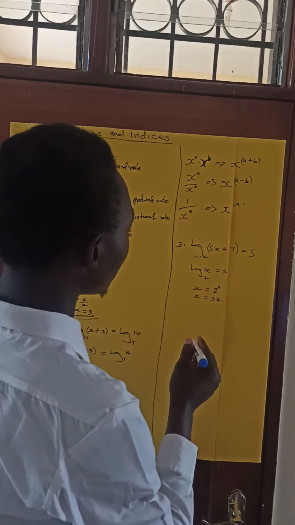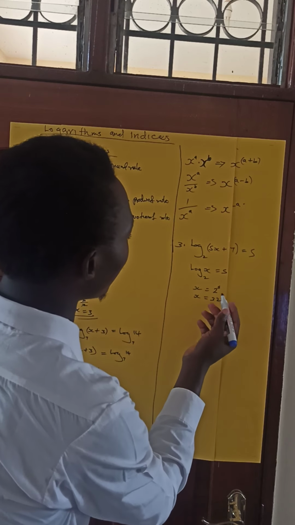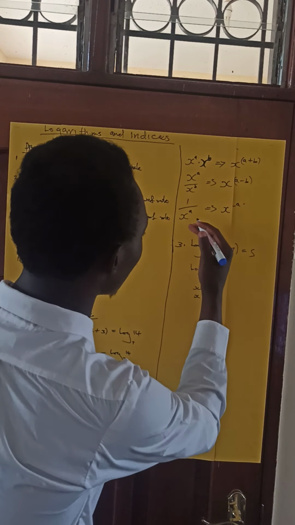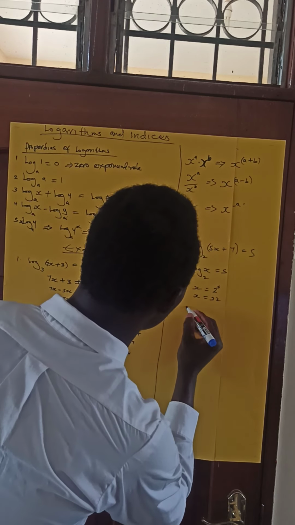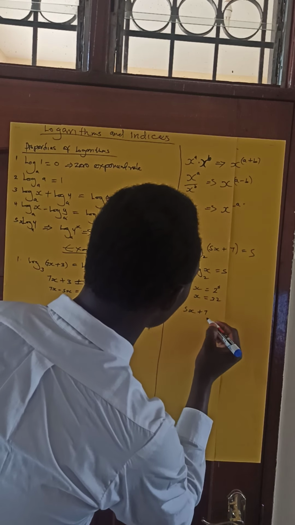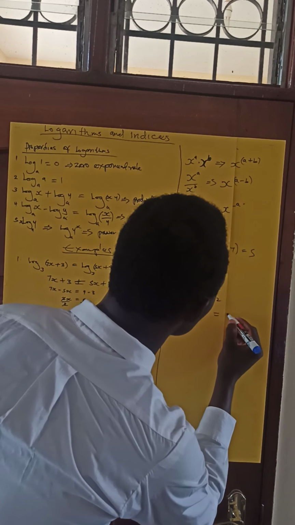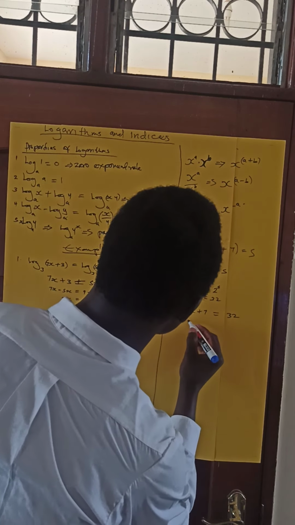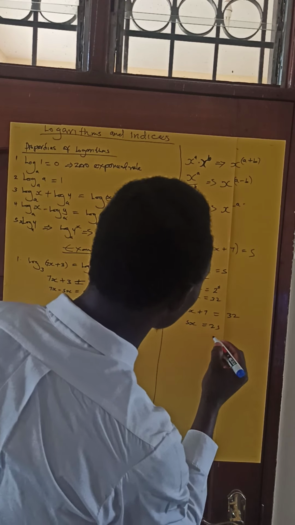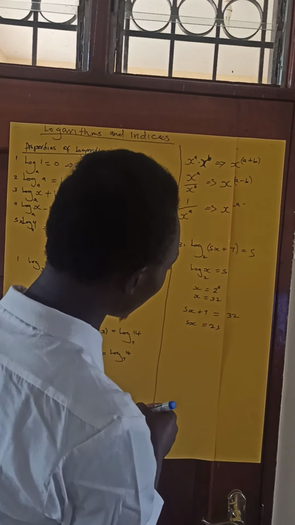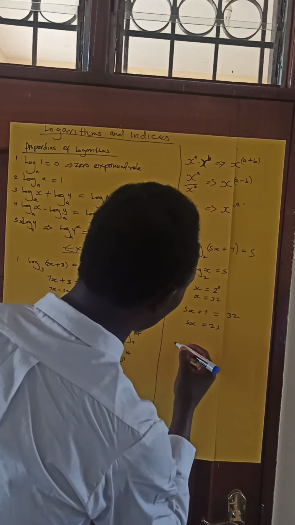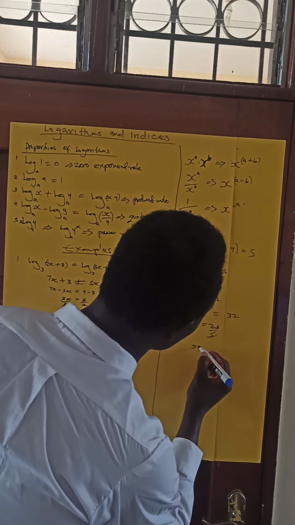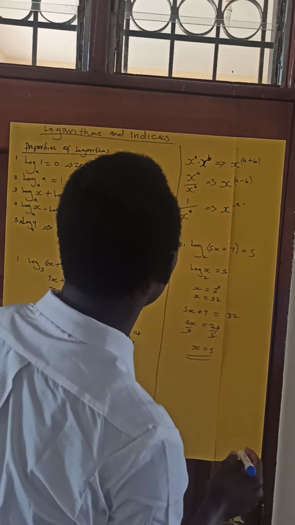Now that we have written that in log form, we come and drop the log, and we'll have 5x plus 7 is equal to 32. When 7 goes to the other side, it will be 5x is equal to 25. 7 will be subtracted on the other side. Then we divide both sides by 5. x is equal to 5. And that is the answer.